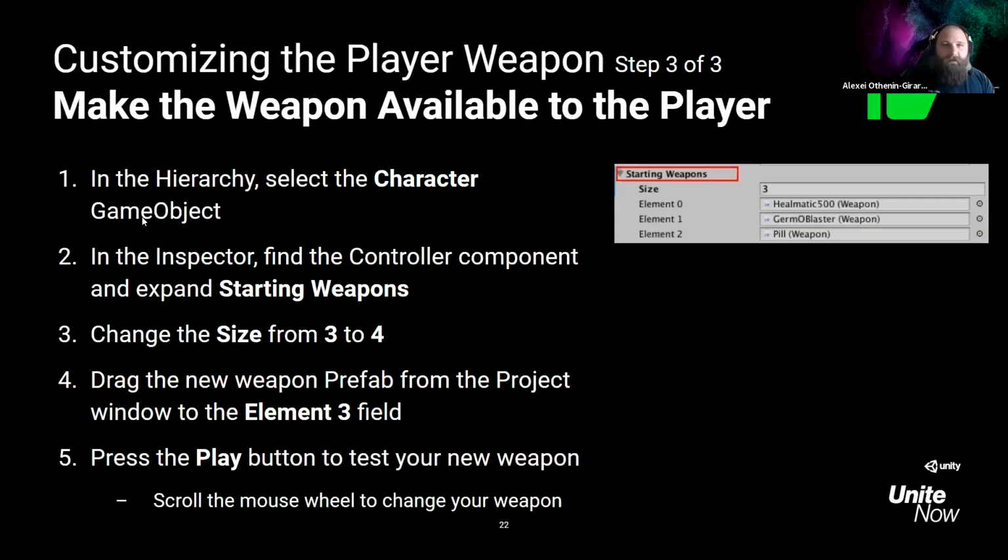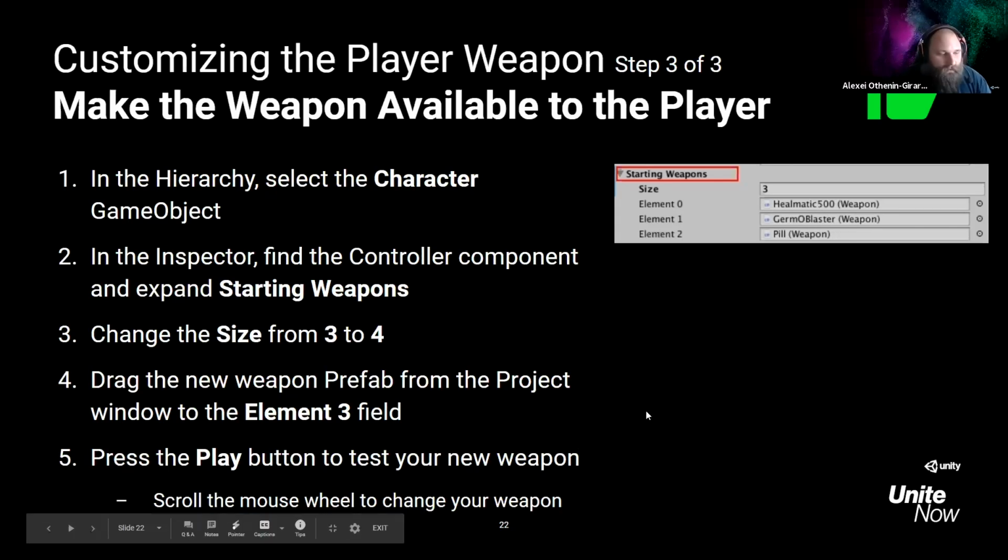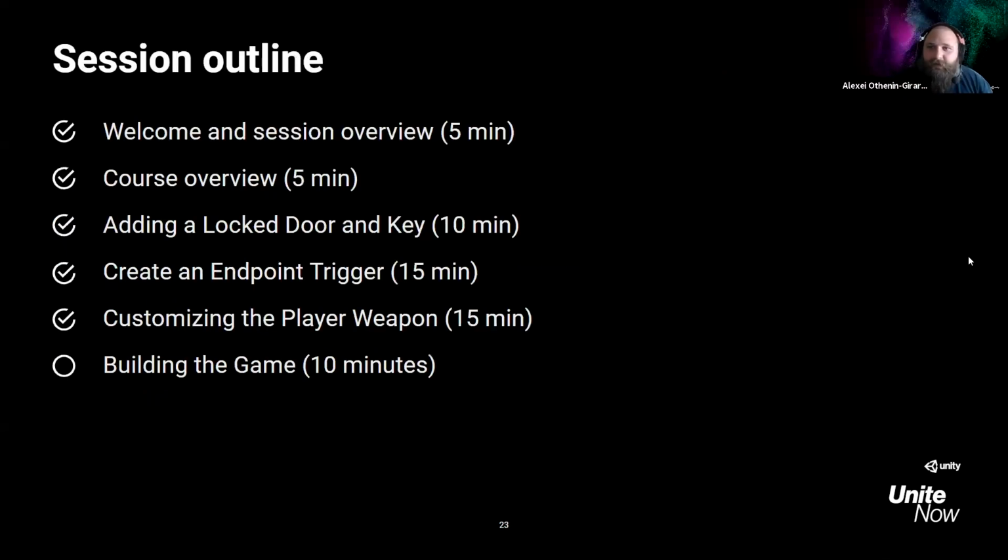Yeah, so again, all we need to do is alter that starting weapons array. So in the character game object, in the controller component, you want to expand that starting weapons field. Change the size from 3 to 4. Drag the new weapon prefab into the last element field. You can put it somewhere else if you wanted to, and then press play to test your weapon. Hopefully everyone is coming up with really cool weapons for us to look at next week.